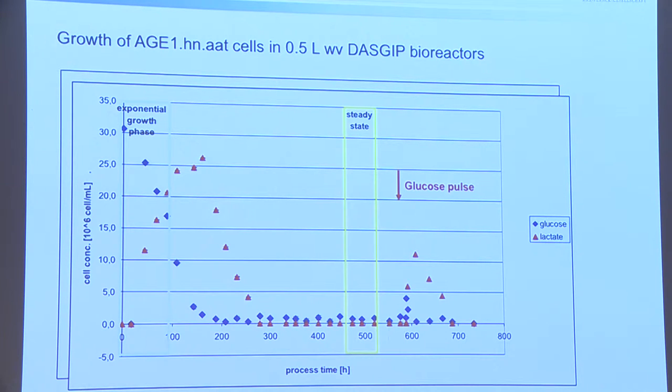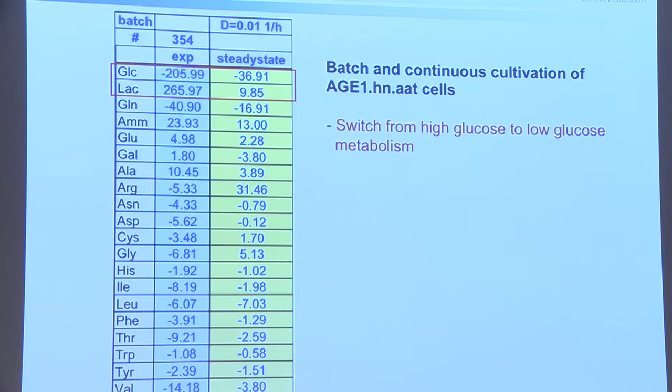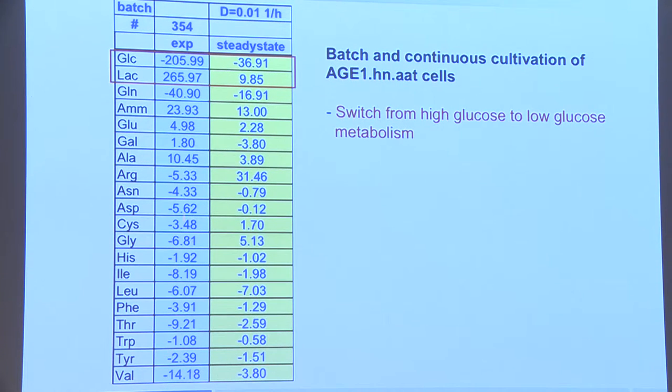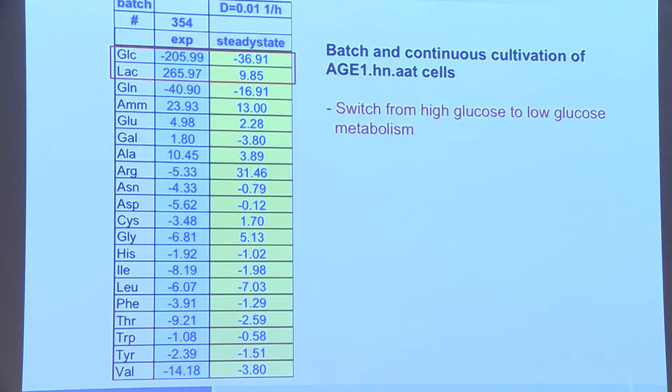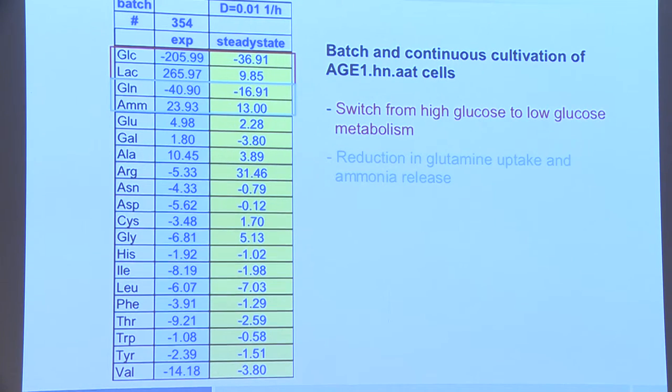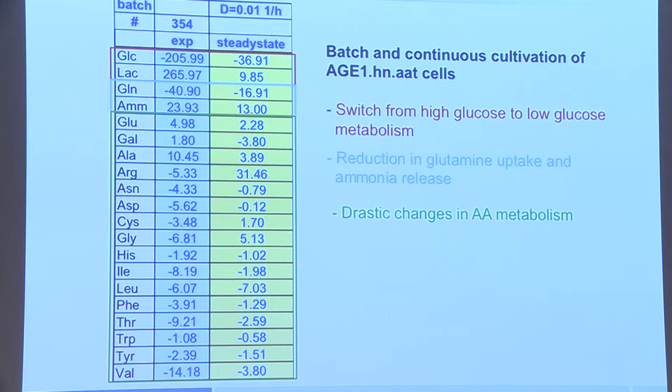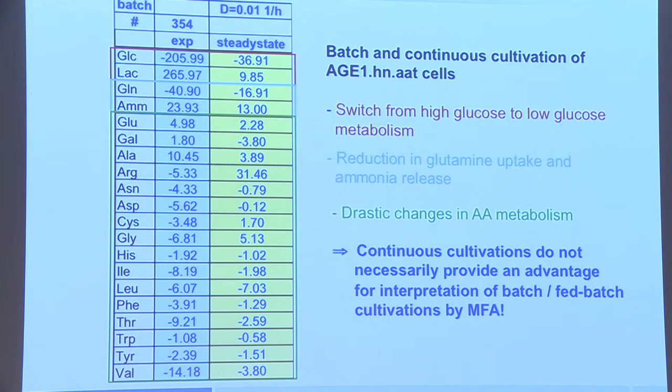And now you can say, oh, that's ideal. So I take all information here from the steady state for metabolic flux analysis. However, if you do this, you have to be aware the results you get here for the continuous cultivation versus the exponential growth phase are not the same. In the continuous cultivation, the cells switch from high glucose to low glucose metabolism. So it's a switch in metabolism. Reduction in glutamine uptake, ammonia release. I can show you the drastic changes in amino acid metabolism. So even if you achieve steady state conditions in continuous cultivations and you do flux analysis, be aware that an experiment in batch is not necessarily giving the same results as an experiment in continuous cultivation. Yeah, significant differences here.